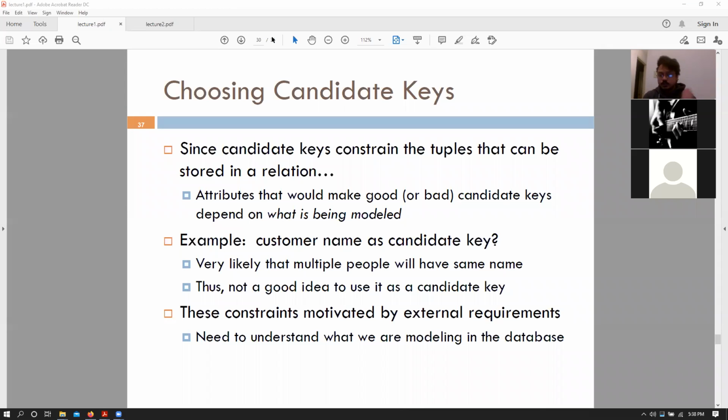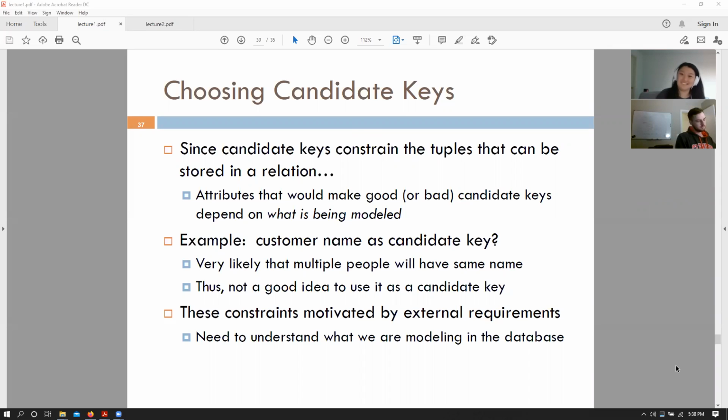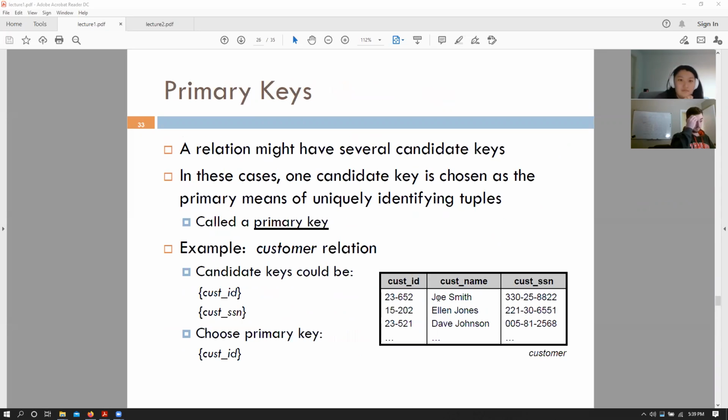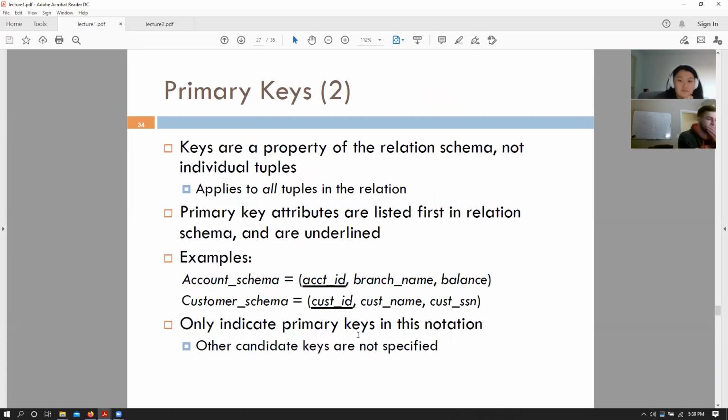Okay. Any questions so far about this? Nope. Okay. We left off last time at this point, which was choosing candidate keys, right? So when we are choosing certain candidate keys, we need to make sure that those values will not be repeated. So on that note, in our customer table that we had, can we have customer name as our candidate key?